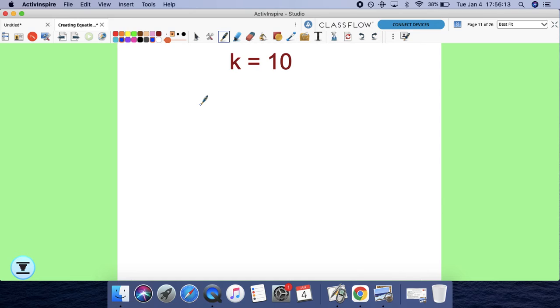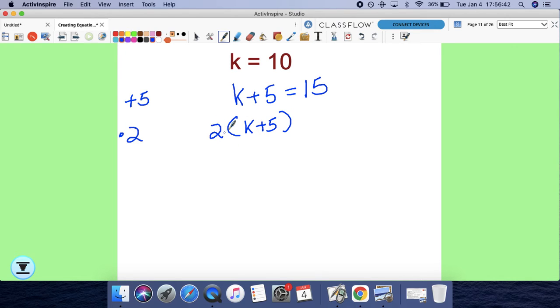Let's add 5 to both sides. So let's see what happens if I add this. Let's start with addition. So k plus 5, and then 10 plus 5 is 15. Now let's say I wanted to multiply both sides by something. Now if I do that, automatically I have to put that in parentheses because it's 2 times, so it's 2 times everybody, right? 2 times k plus 5 equals 30.